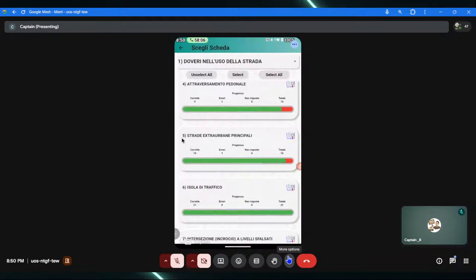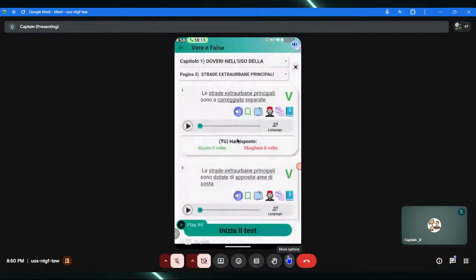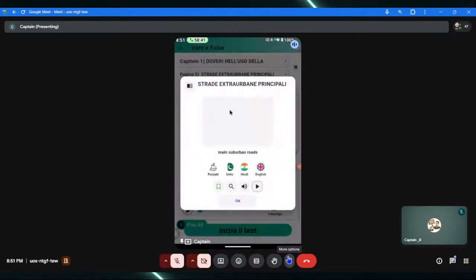Number 5. Pagina 5. Strada extraurbana principale. Now, we'll be seeing what is strada extraurbana principale. First of all, let me say this: on the strada extraurbana principale, the speed limit in Italy is 110. What did I say? The speed limit is 110. Extraurbana principale means outside the city. Let me show you what it is.